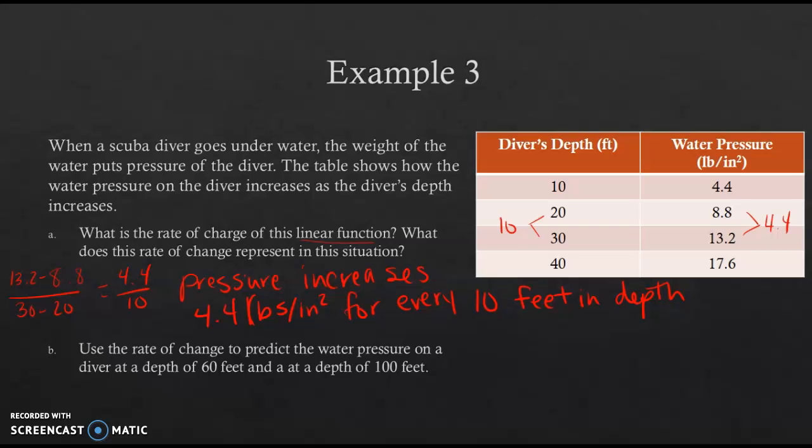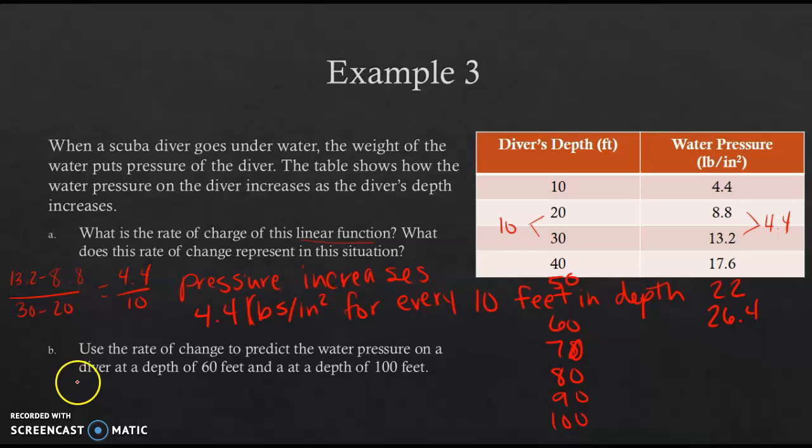Now use the rate of change to predict the water pressure on a diver at a depth of 60 feet and then again at a depth of 100 feet. So right now we're at 40. Then we'd go to 50, 60, 70, 80, 90, 100. So from 17.6, I'm going to add 4.4. At 50 feet, we're at 22. Add another 4.4. At 60 feet, we are at 26.4.